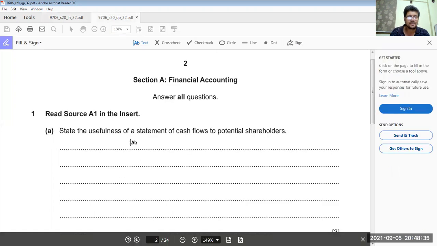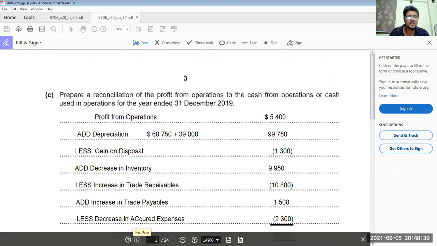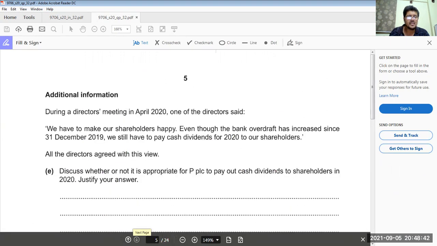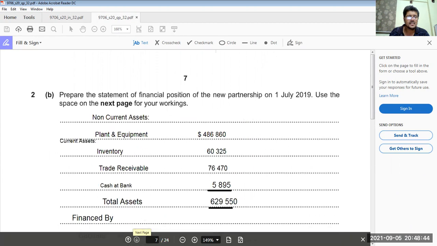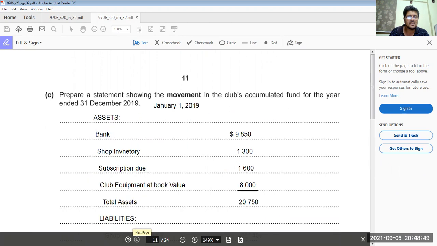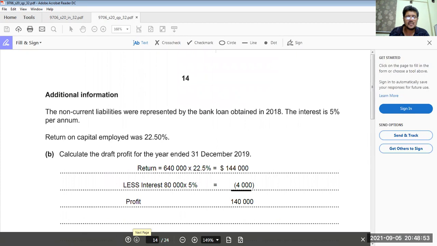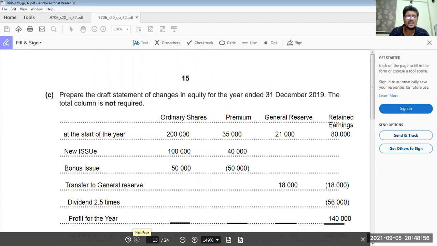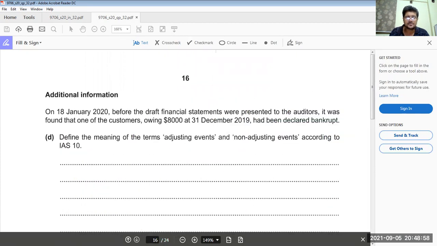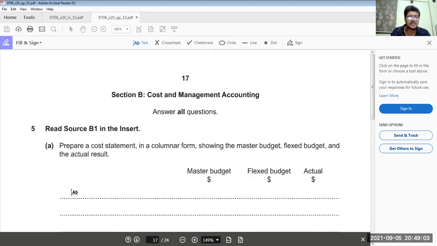Now, we have to make the master budget, of course. Then we have to make the flex budget. Flex budget is actually made with the change in activity level. Getting my point? So here it is. Master budget. First, what we have to do? We have to write direct materials, DL.